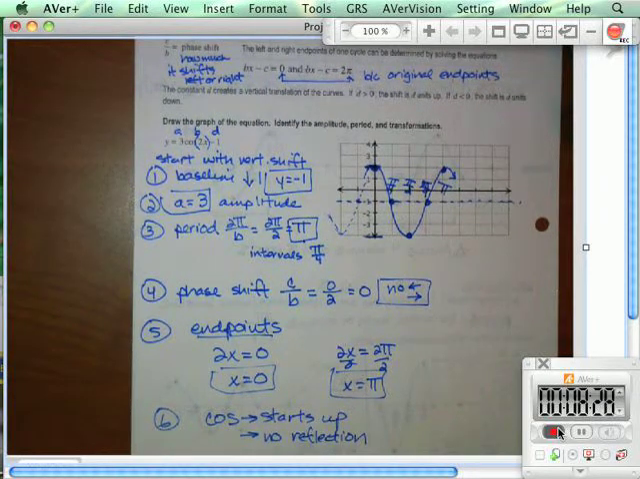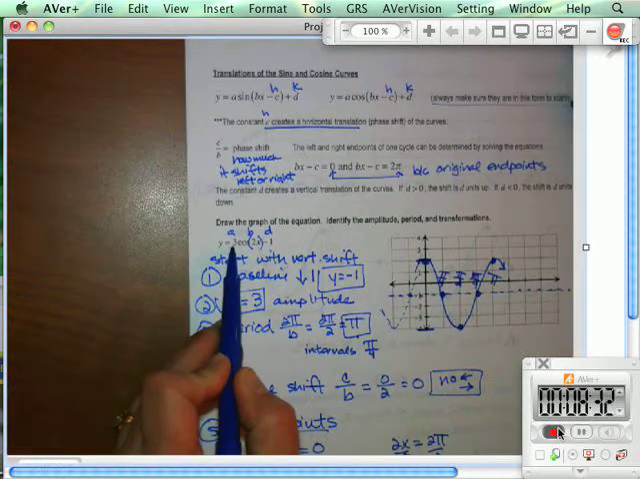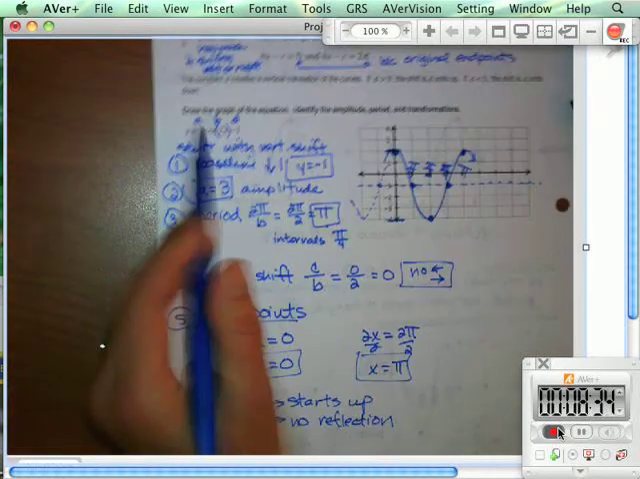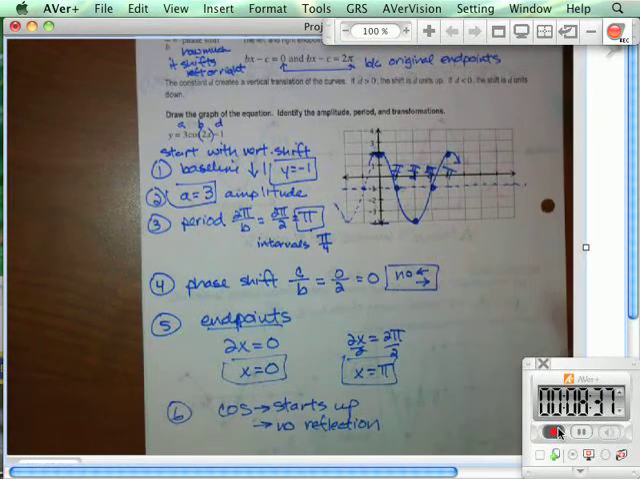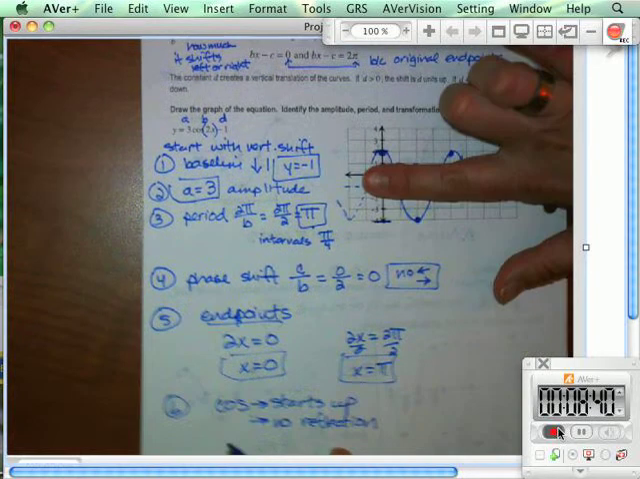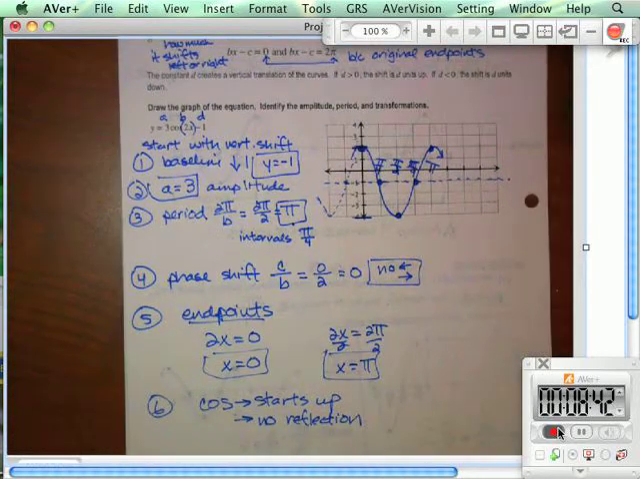Wait, no reflection. Look at that. Yeah, it looks like... Is there a negative here? No. If there was a negative, then I would start down. No, but it looks like it reflects easily. No, I'm talking about a reflection over the baseline. The original baseline. Not over the y-axis. Okay, over the baseline. Just like we saw yesterday.